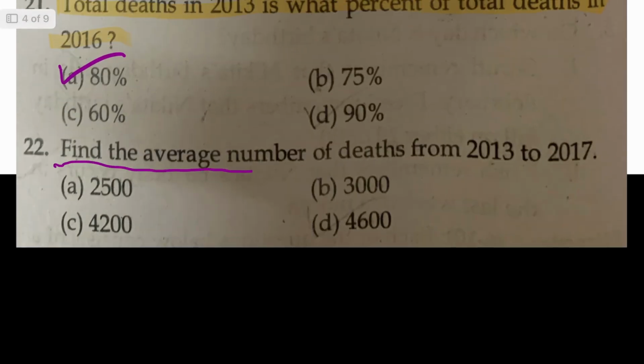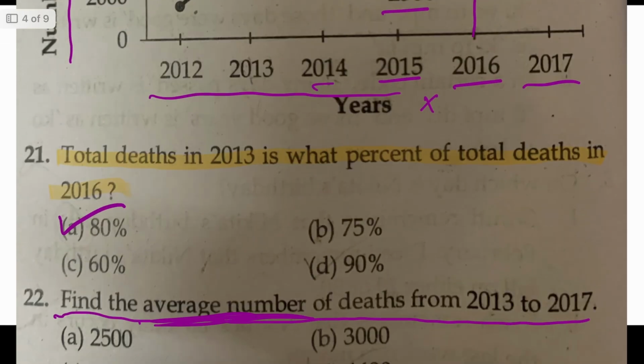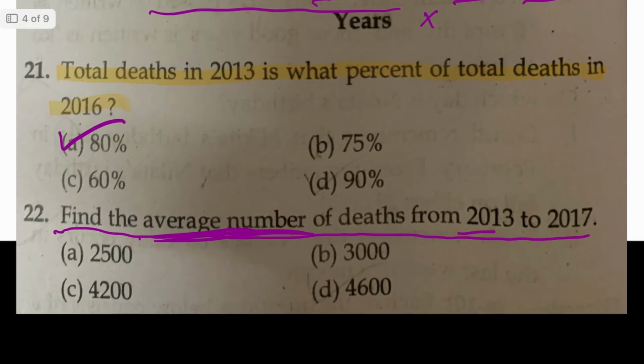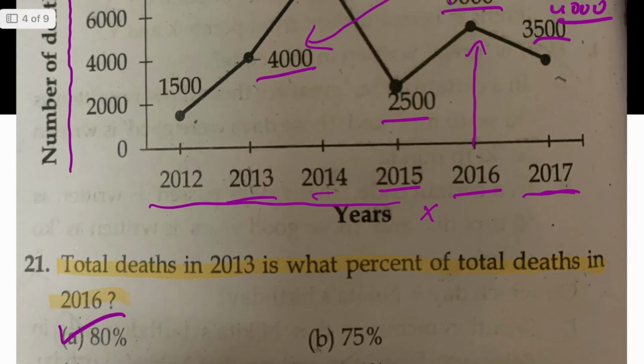Find the average number of deaths from 2013 to 2017. Whenever they ask for the average number, make sure you add all the available data and divide by the number of data points you have been given. For example, they have given 2013 to 2017. Check the data from 2013 to 2017.